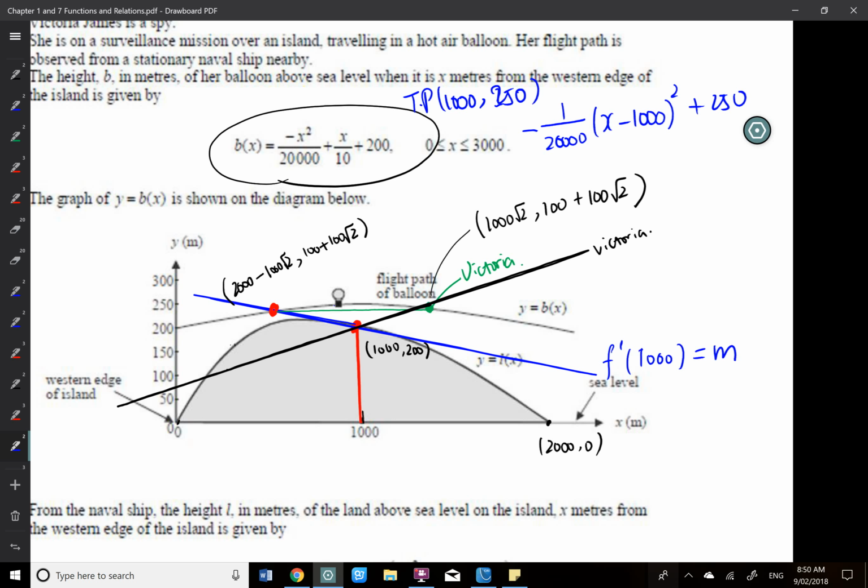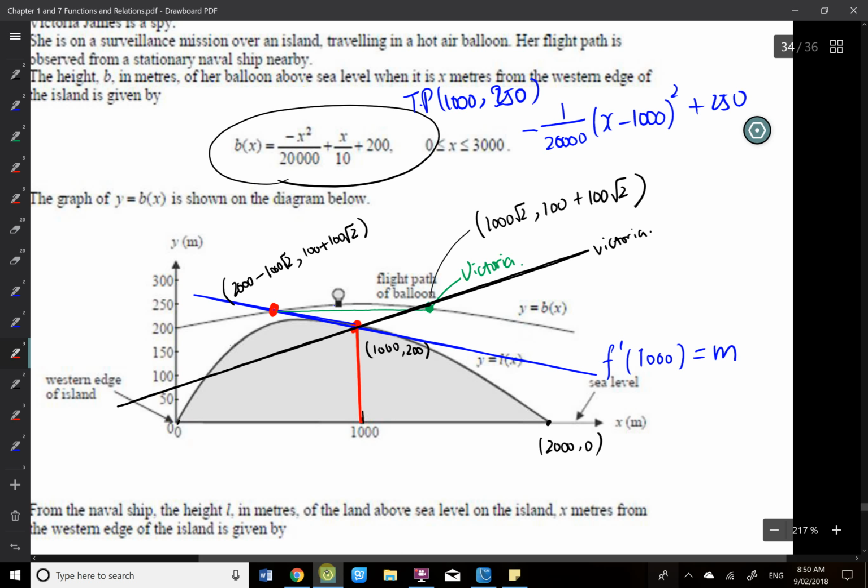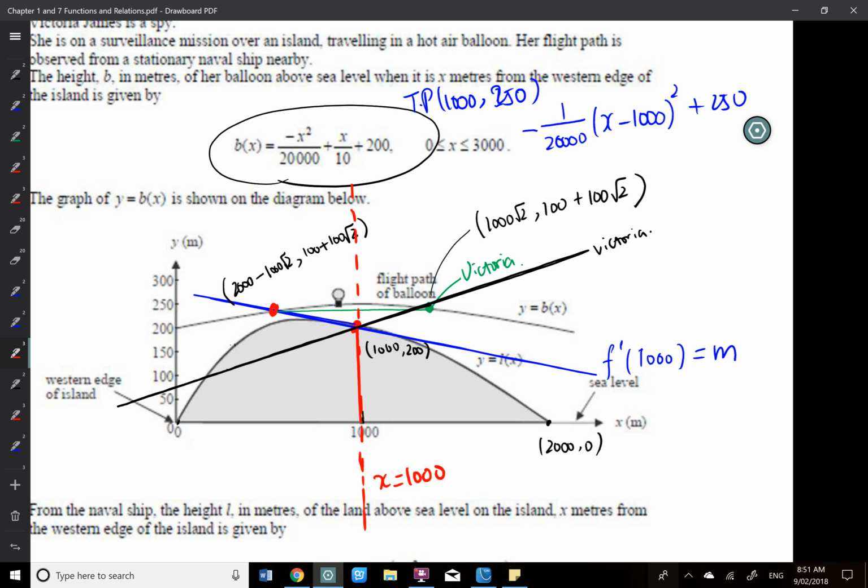Yeah, gradient equals 0, that's true. But if you think about this red line, if you extend this red line, you can touch the turning point. Can you see that? If you extend that line, that's the middle. Can you see this red line? If I extend that, because you have x value 1,000 here, that line is x equals 1,000. So actually this point is just in the middle of this quadratic. Okay, so that's the turning point.